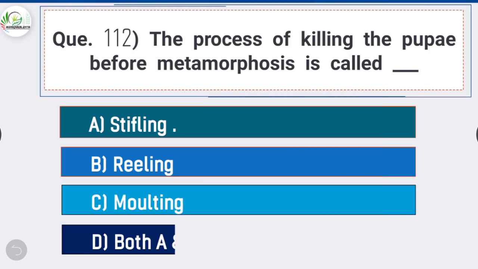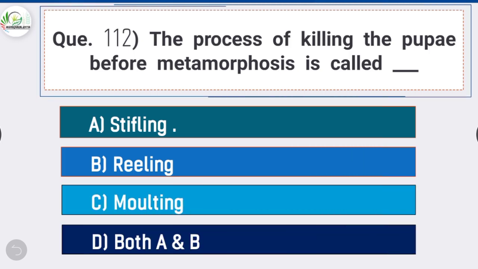Question number 112. The process of killing the pupae before metamorphosis is called, option A is the correct answer, stifling. The process of killing the pupae before metamorphosis is called stifling.